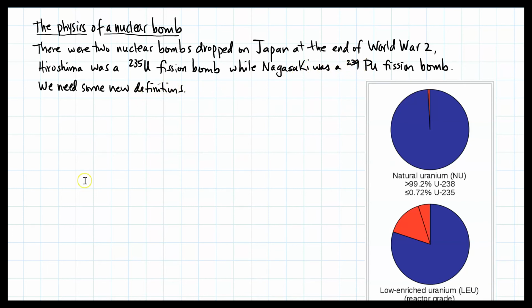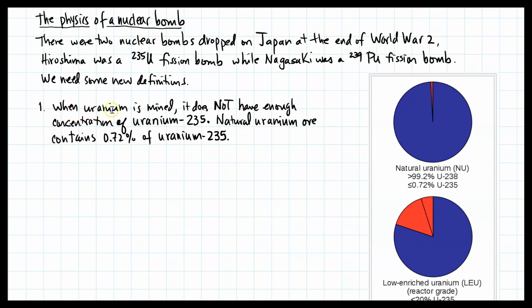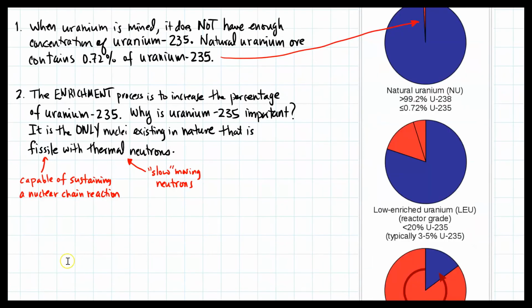We need to make some new definitions. 1. When uranium is mined, it does not have enough concentration of uranium-235. Natural uranium contains 0.72% of uranium-235. This graph over here is from Wikipedia, and you can see that uranium-235, what you need for the fission bomb, is this little tiny sliver. In order to make a bomb, you need to go through the enrichment process. The enrichment process is to increase the percentage of uranium-235.